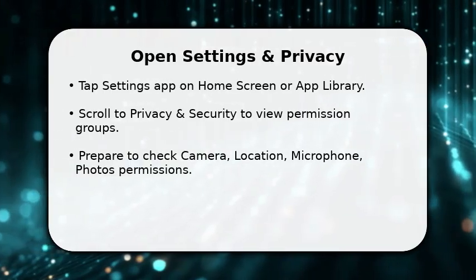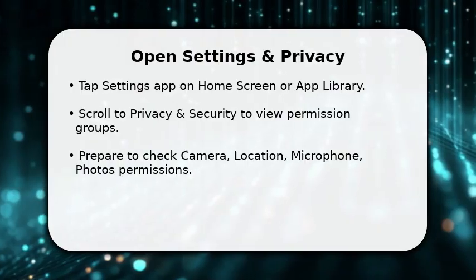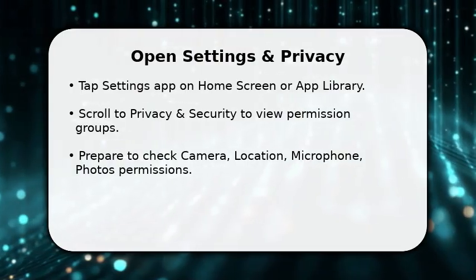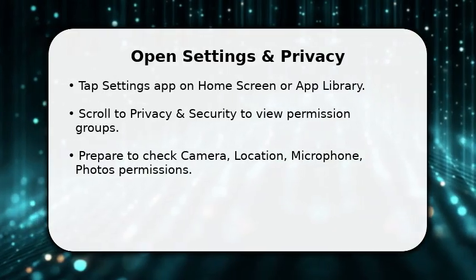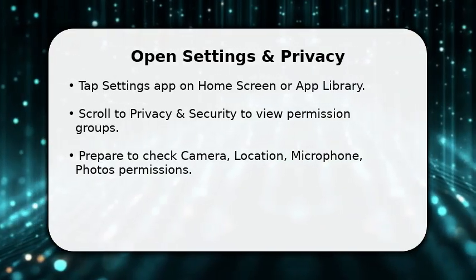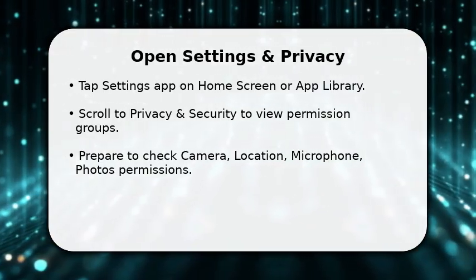Once there, pause and identify which permission you need to change: camera, microphone, or photos. Make sure to note the app names that will appear under each category. That lets you jump directly to the app-level toggles without extra searching.